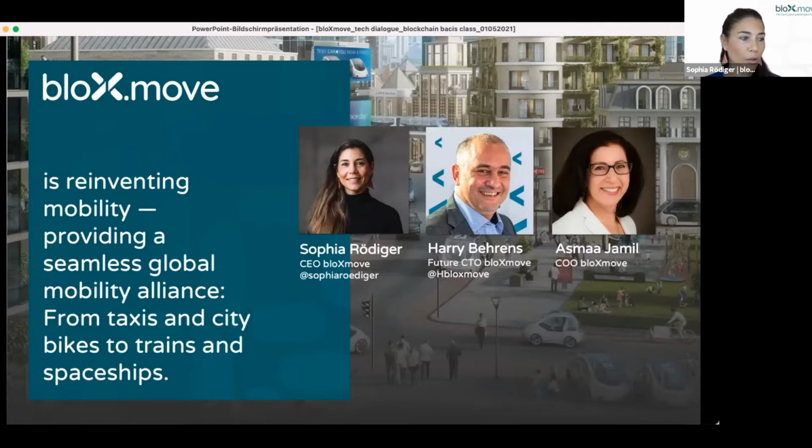And what we want to solve with bloXmove is one pain point, as I said, the fragmented mobility. We want to offer a global alliance of mobility where end users like you can really have seamless journeys from A to B, with no hassles in between, and tons of mobility apps on the smartphone and so on. So that's maybe a few high-level words about our basic idea.